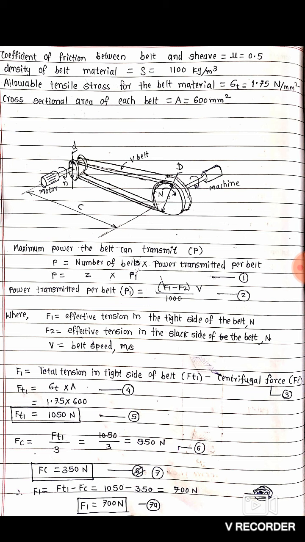Substituting both the values in F1 equation, F1 is equal to FT1 minus FC, which is equal to 1050 minus 350, which is equal to 700 Newton. We get F1 value. So in calculating the equation P1, we get first value, that is F1. Now we want to calculate F2 and V, as shown in equation number 2.